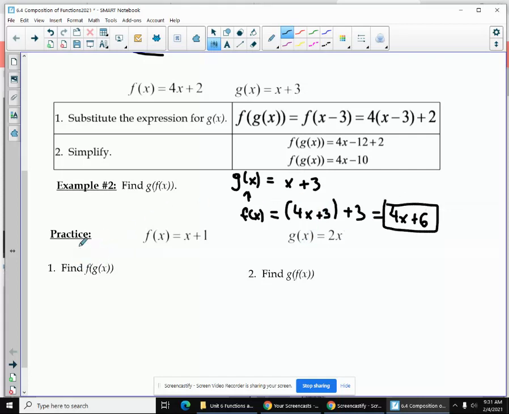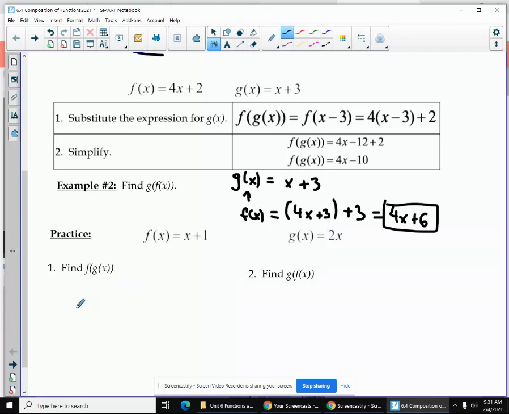Now, practice. Given f of x equals x plus 1 and g of x equals 2x. Example number 1, find f of g of x. So now, the outside function is f of x, and inside of x, I will put g of x, which is 2x. This sounds confusing, but basically, you are substituting a function where you see x, or in other words, where you see input.